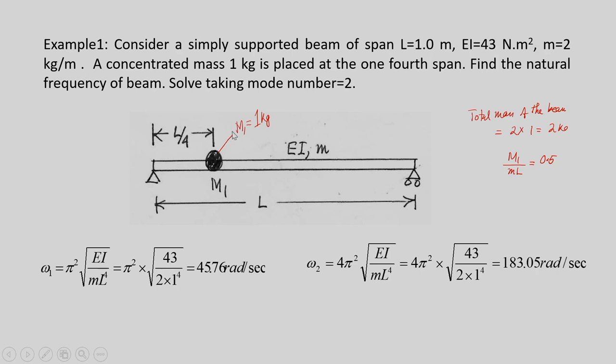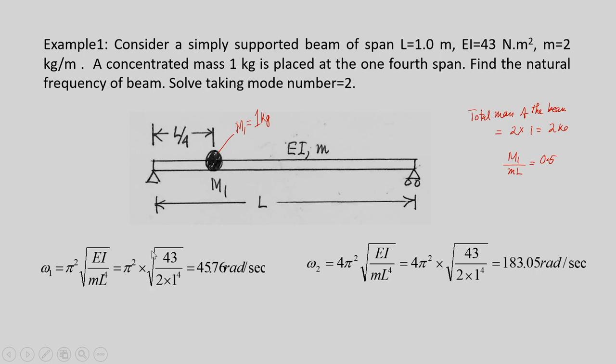So let us find out the natural frequency of the beam. But you know, as you take the number of modes higher, the matrix size will also be higher. So to solve manually, to illustrate the method, we have taken only two modes. But when we apply this in a computer program, say MATLAB, you can take any number of modes by systematically generating the elements of the matrices. So first let us find the natural frequencies. Because we have taken two modes and the support condition is simply supported, we take the first two frequencies. Omega 1 is the first frequency of the simply supported beam without concentrated mass. So it is pi square root of EI divided by mL to the power 4, where m is equal to 2, L is equal to 1, and EI is equal to 43.